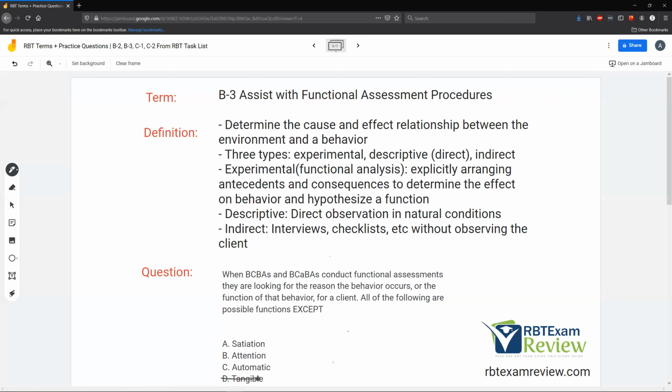So we know tangible is a function. We know automatic is a function. We know attention is. Satiation is not a function. What's the fourth one? What's missing? Attention, automatic, tangible, and escape. So those are the four functions. When we're doing functional assessment procedures, that's what we're trying to determine. Why is the behavior happening? It's got to be one of these four things.